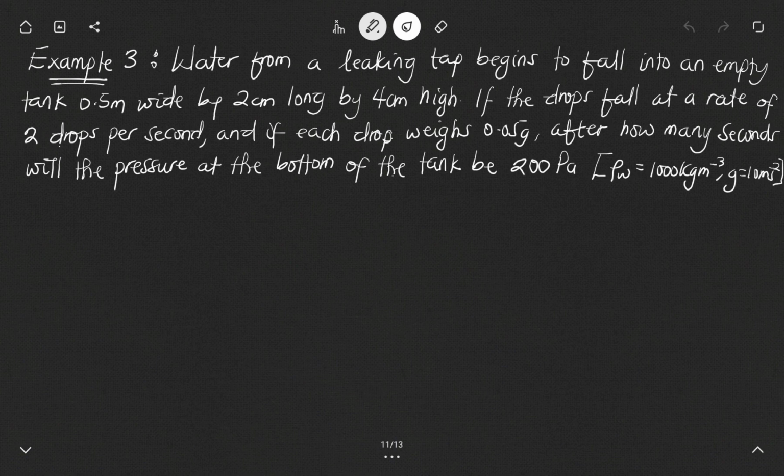So water from a leaking tap begins to fall into an empty tank of 0.5 meters wide by 2 centimeters long by 4 centimeters high. If the water drops fall at a rate of 2 drops per second, and if each drop weighs 0.05 gram, after how many seconds will the pressure at the bottom of the tank be 200 pascal? Okay, we're given the density of the water to be 1000 kilogram per meters cube, and then acceleration due to gravity as 10 meters per second square as usual.